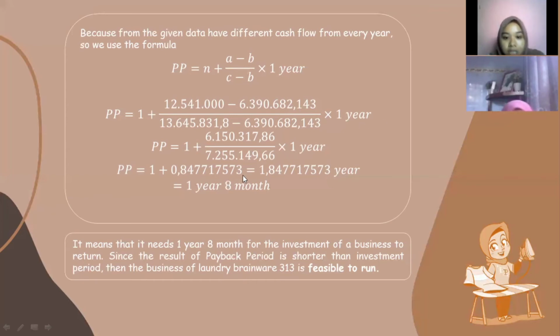0.8477177573. It is equal to 1.8477177573 years. It means 1 year, 8 months. So it means that it needs 1 year, 8 months for the investment of a business to return. Since the result of payback period is shorter than investment period, the business of laundry brainware 313 is feasible to run.